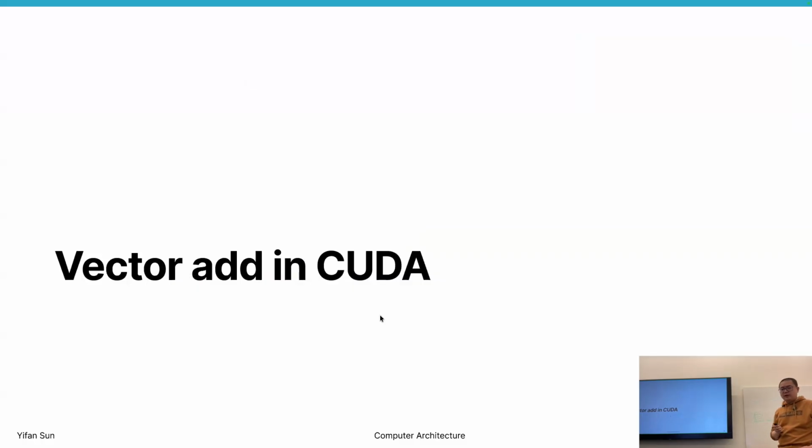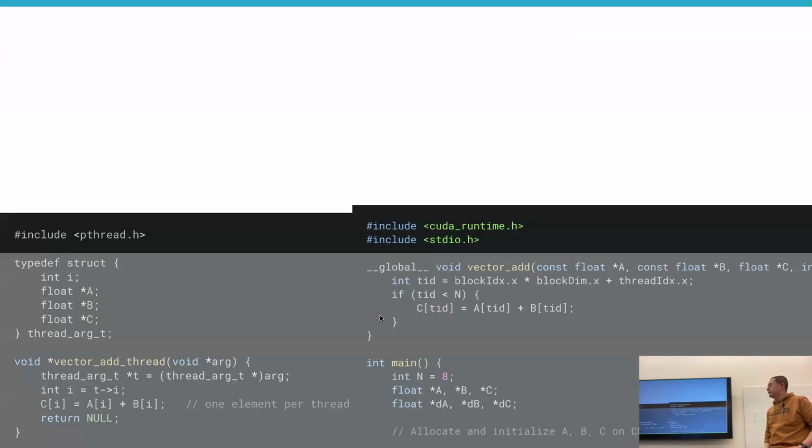Okay, let's talk about vector add in CUDA. Not something exciting, but just a program. I put pthread on the left and the CUDA program on the right, and we can see they are very similar. At the beginning, we include headers. In pthread, we include pthread.h, and it should also include standard I/O. And here it includes the CUDA runtime, which replaces pthread.